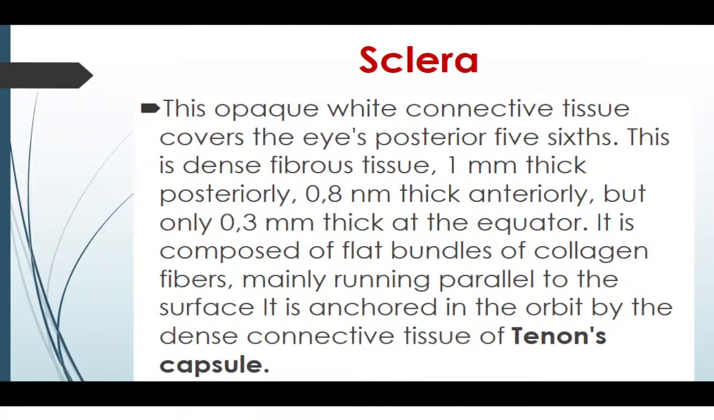And the last, the sclera. This opaque white connective tissue covers the eye's posterior five-sixths. It is dense fibrous tissue 1 mm thick posteriorly and 0.8 mm thick anteriorly, but only 0.3 mm thick at the equator. It is composed of flat bundles of collagen fibers, mainly running parallel to the surface. It is anchored in the orbit by the dense connective tissue of Tenon's capsule. Tenon is the English scientist who described it.